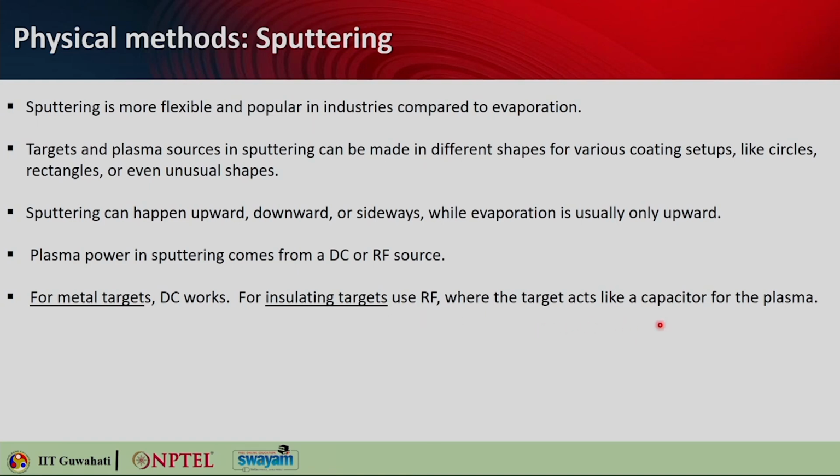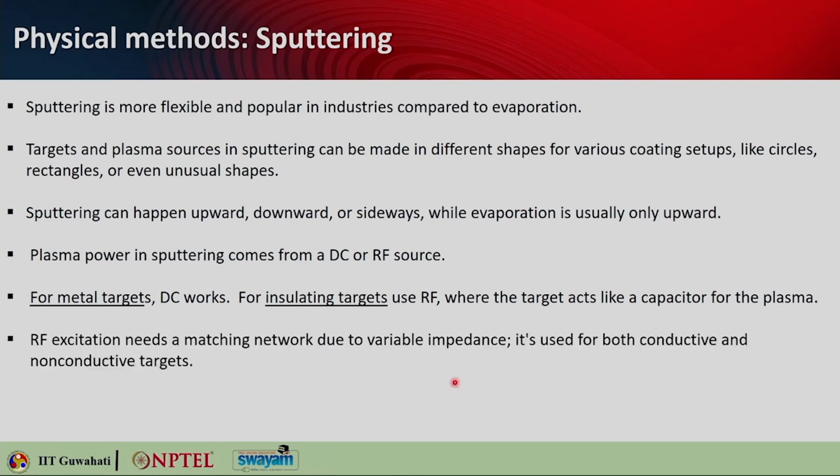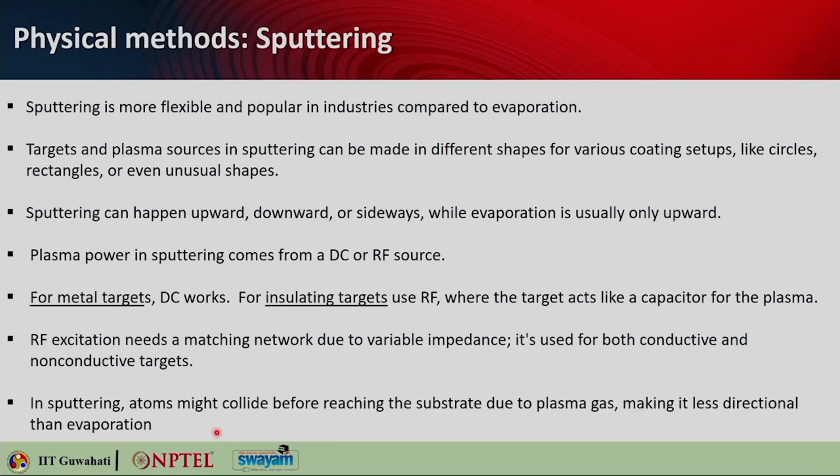We will not go into too much detail, but it is good to know what the different techniques are being used for developing what kind of films. So RF excitation needs a matching network due to variable impedance, and it is used for both conductive and non-conductive targets. Okay. In sputtering, the atoms collide before reaching the substrate due to plasma gas, making it less directional than evaporation. So these are a couple of pros and cons of sputtering as compared to evaporation.